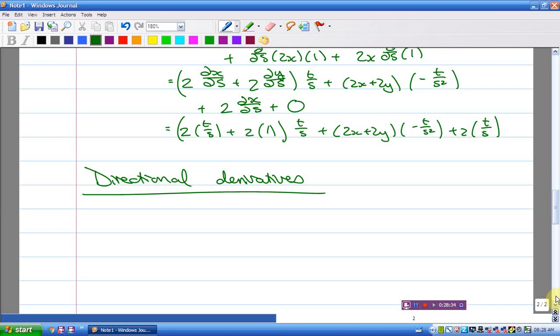Okay, yay, directional derivatives. Let me find my notes. Hello, notes. There we go.